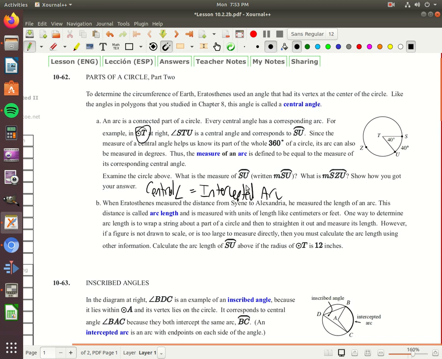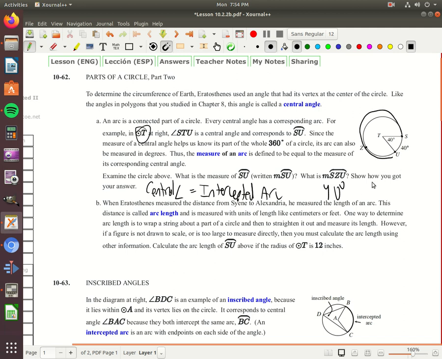So, example, the circle above, what's the measure of SU? Well, it has to be 40 degrees because it's the central angle, right? Its central angle is equal to its intercepted arc, and SU is the intercepted arc. Now, part B is asking us, if we keep going, what's the major arc of SZU?